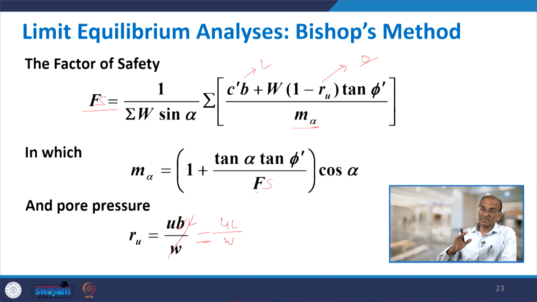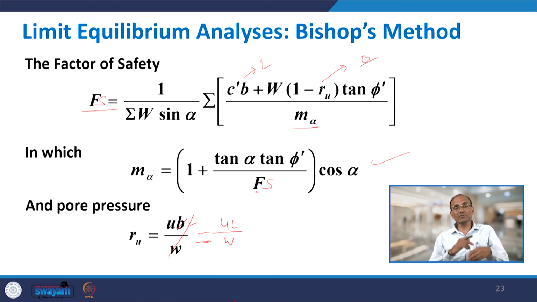Now, what happens when we try to find the factor of safety from this equation? On the right hand side you also have Fs, which is not known. So the calculation needs to be done in an iterative form. We assume some factor of safety initially, let us say Fs equal to 1, and then calculate m alpha. Once m alpha is known, put it in the top equation and find the value of Fs. Whatever Fs you get, you put again in the m alpha equation, revise the value of m alpha for the next Fs, and then again find Fs.